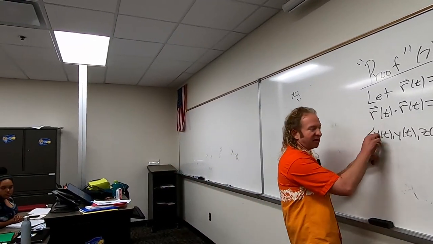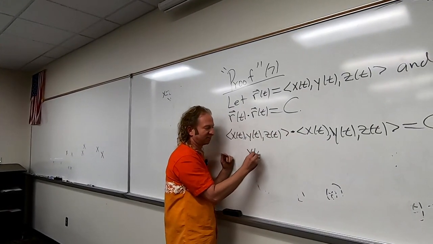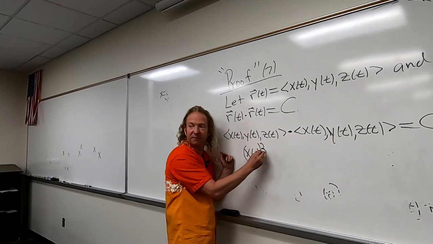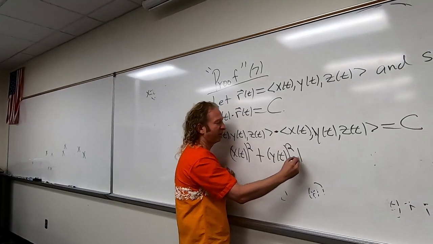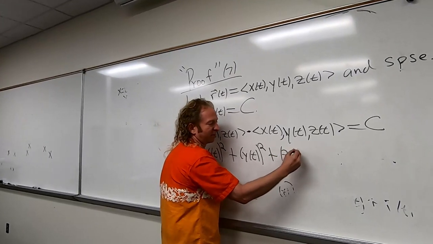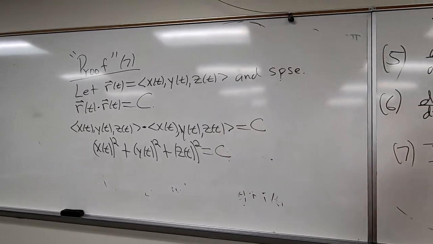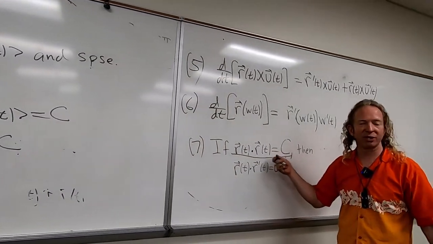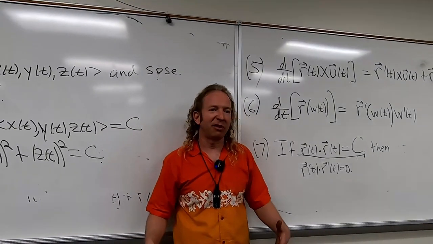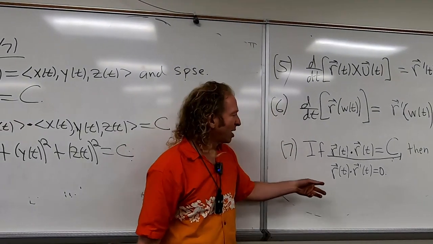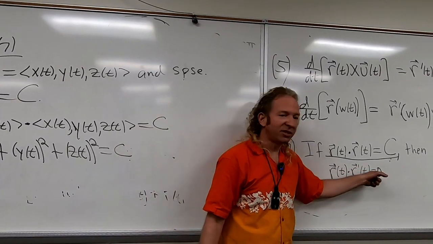Now, it'll be this times this. When you multiply these, you just get x of t squared plus y of t squared plus z of t squared equals c. We're allowed to write all this down, because that's our assumption, and we manipulated it. At this point, we need to stop and think about what we're trying to do. We're trying to show that the dot product of r with its derivative is equal to zero.